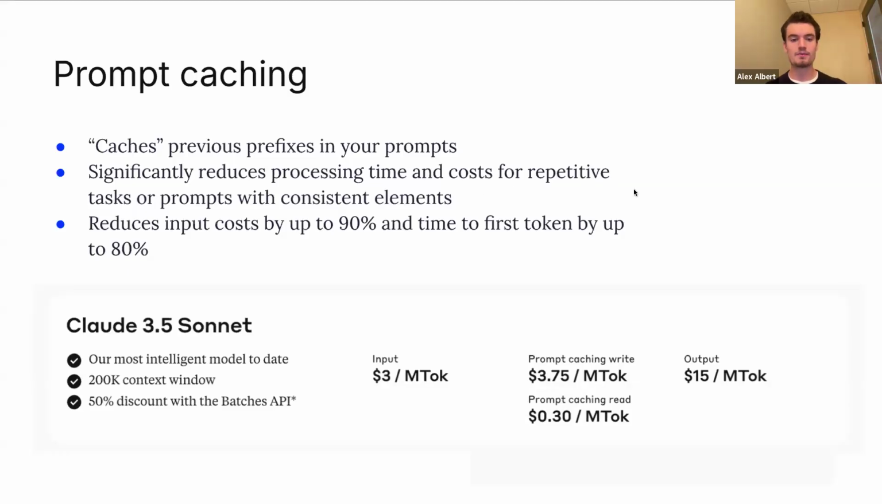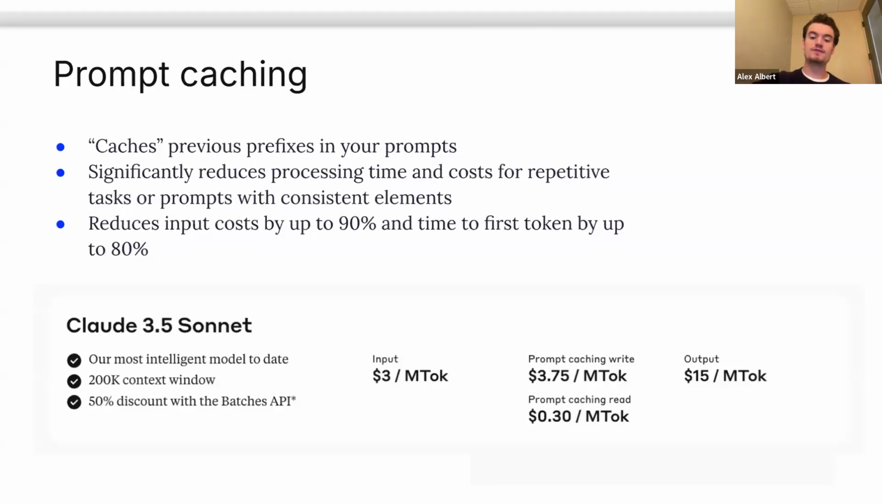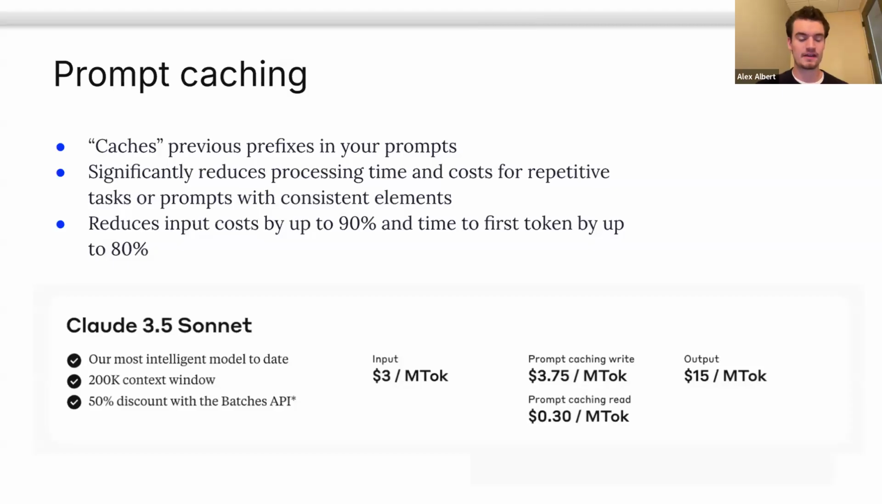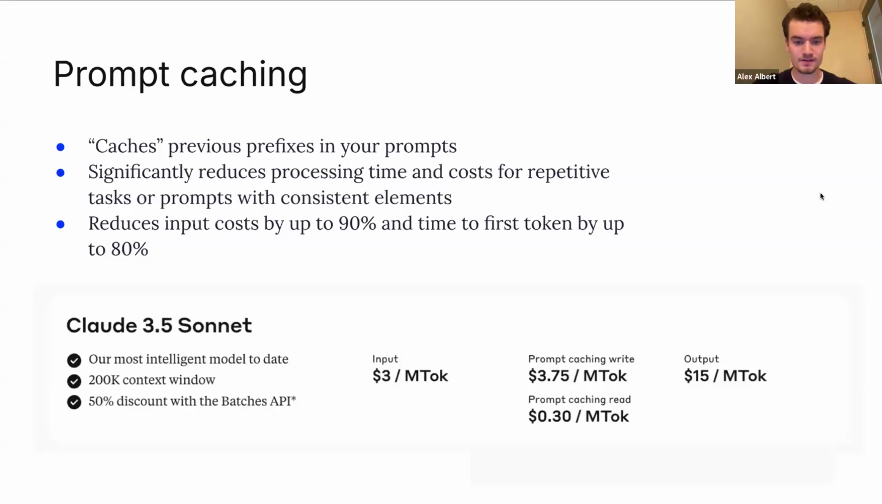But in order to actually enable contextual retrieval in a very economical and latency-sensitive way, you need to first start from the foundation, which is prompt caching. So prompt caching is an API feature which allows you to cache or save a previous prefix in your prompt so that you can then reuse that prefix in basically a fraction of the time and at a fraction of the cost later on. So this significantly reduces your processing time and your costs for any sort of repetitive tasks or prompts with very consistent elements at the starting block.